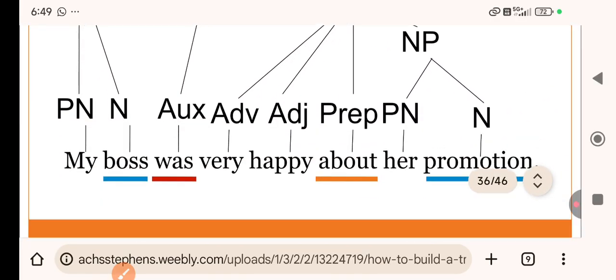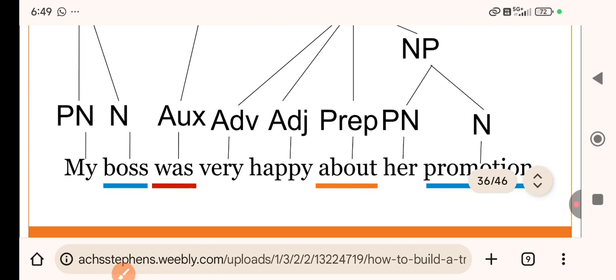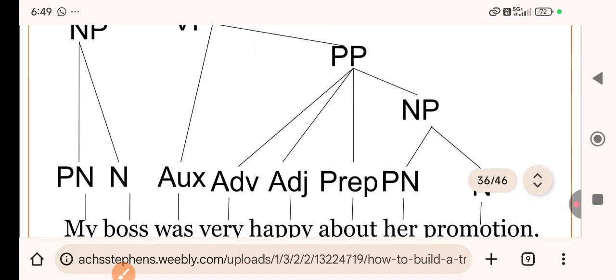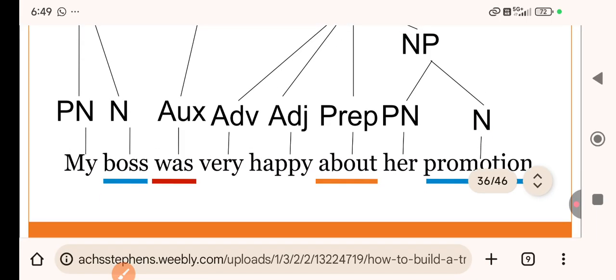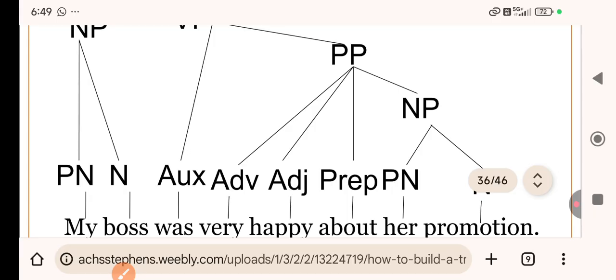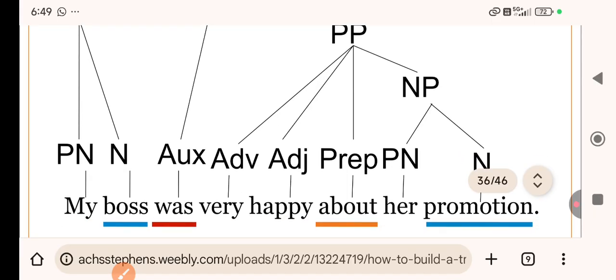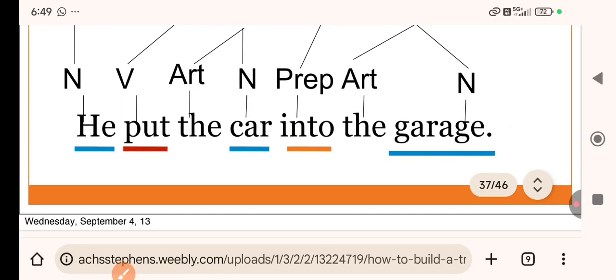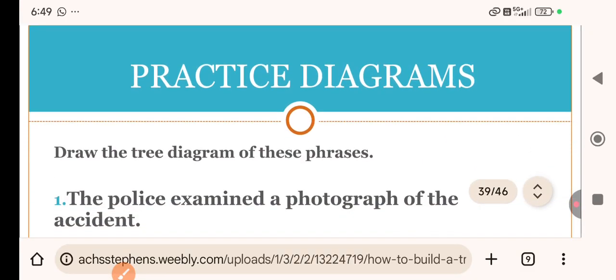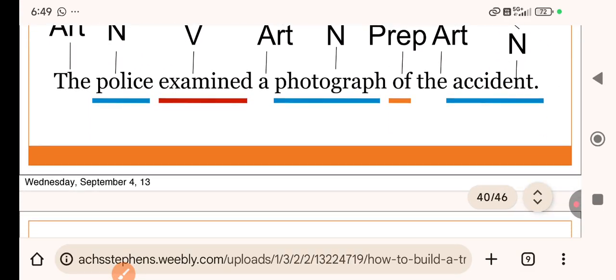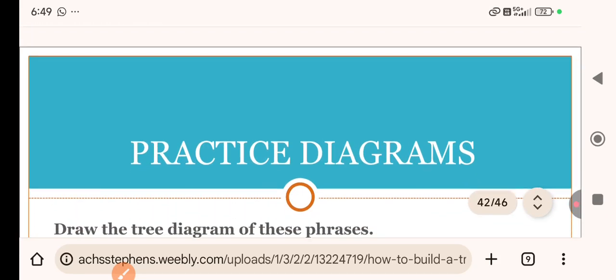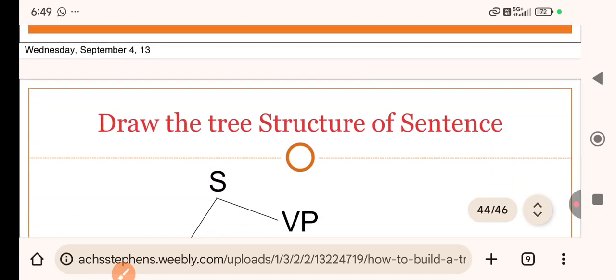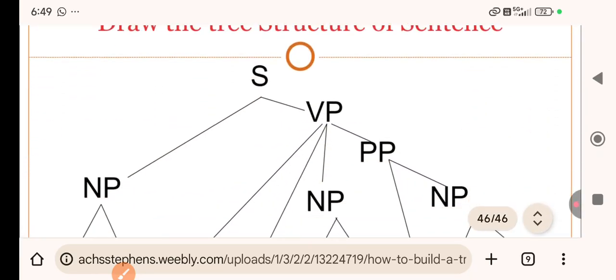And my boss was very happy. My boss, okay, was very happy, then prepositional phrase, very happy, adverb, adjective and preposition. So that is a prepositional phrase. I will explain it to you because here you will not be able to understand, but we have read together. Simple sentences: I feel that all these sentences I have to explain, then only you'll be able to understand.